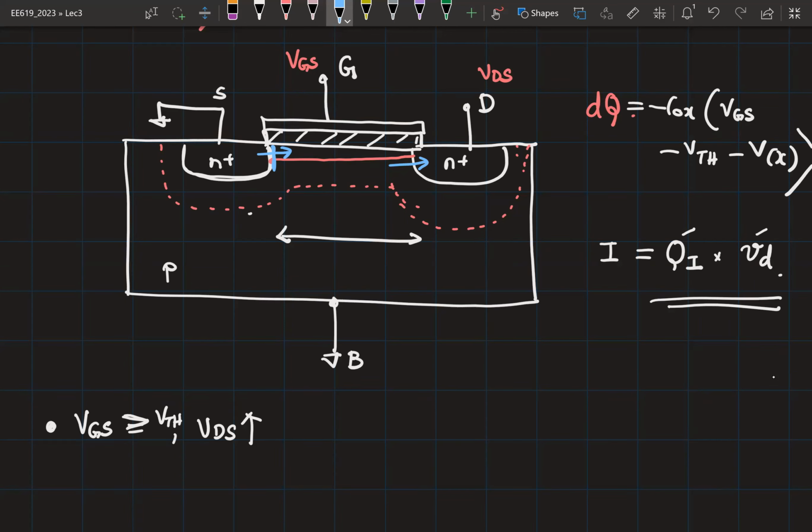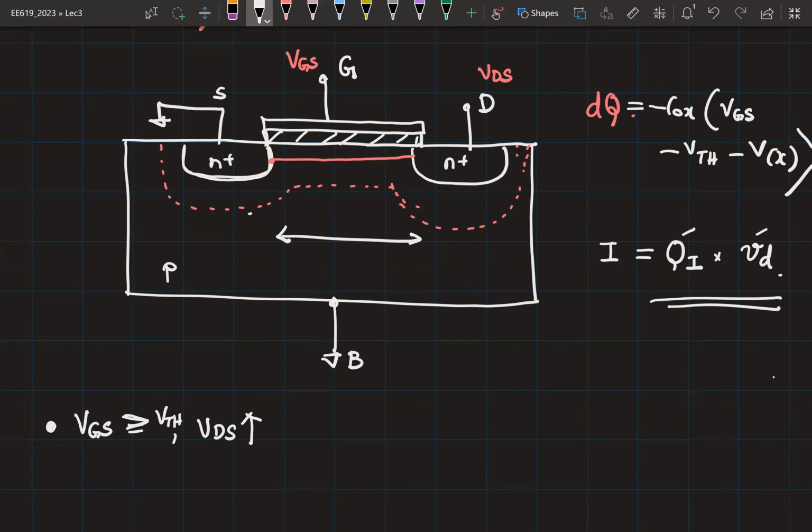Because under steady state, if the current entering and current leaving were different, it would mean that there is charge accumulation occurring in between the channel. Then it is not steady state anymore, right? So if a constant current is flowing, that is if you are considering steady state conditions, the current flowing should be equal throughout the channel.